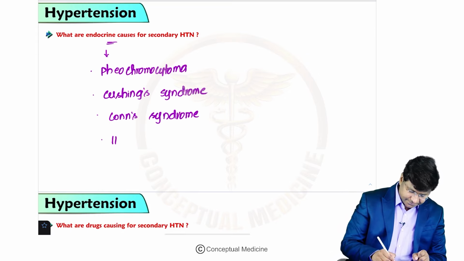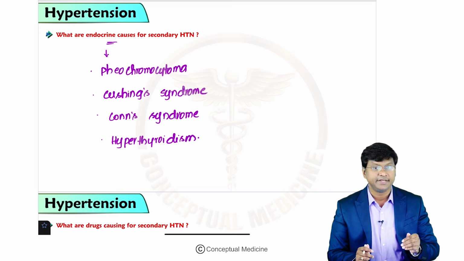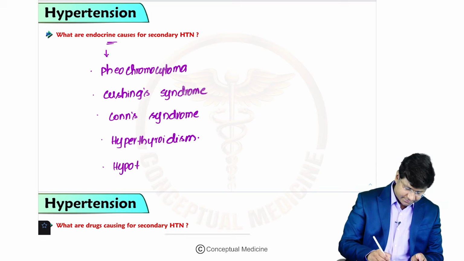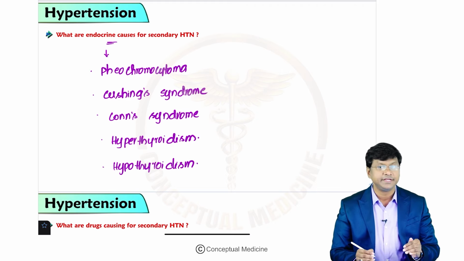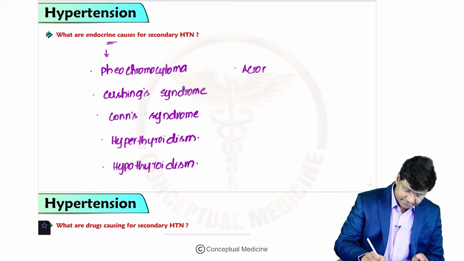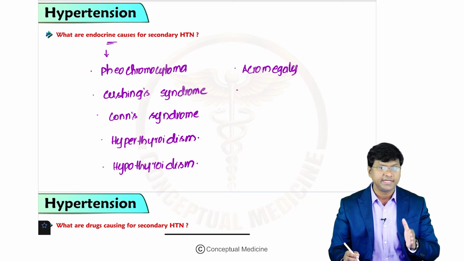Then followed by that, hyperthyroidism. So in hyperthyroidism, these individuals mainly have systolic hypertension. Then hypothyroidism, where the individual has diastolic hypertension. Next, acromegaly. Acromegaly is a clinical condition which is characterized by excessive production of growth hormone in adults. Even that will make the individual land up in hypertension.